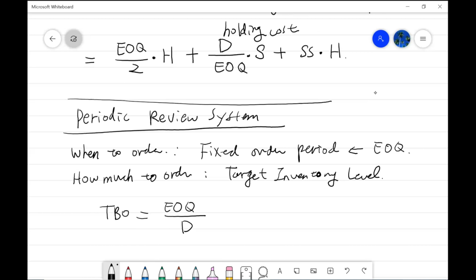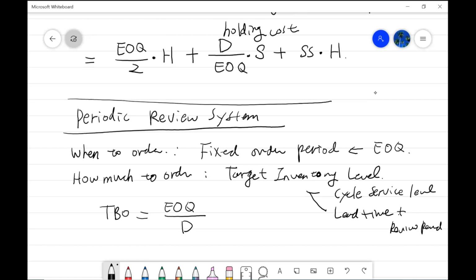But again, because we are not able to handle the demand uncertainty by using when to order under this periodic review system, I have to consider it when I decide the target inventory level. So I have to consider the cycle service level and also the lead time. But in fact, at this time, the relevant time is not just the lead time, it is the lead time plus the review period.